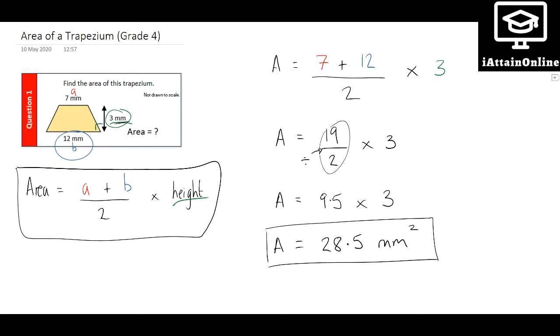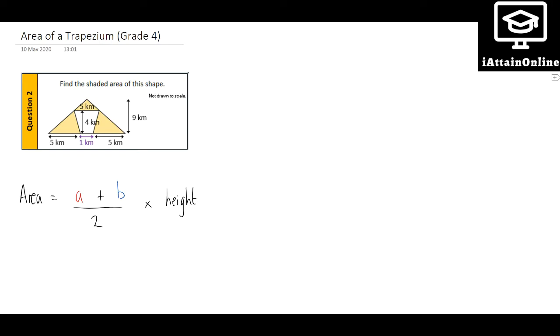Okay, next example, second example. This one is a compound shape. So you are asked to find the shaded area. What this actually is, is a big triangle, and that triangle has a smaller trapezium cut out of it. So the best way to answer this question is to work out the area of the triangle and then subtract the area of the trapezium that has been cut out of it.